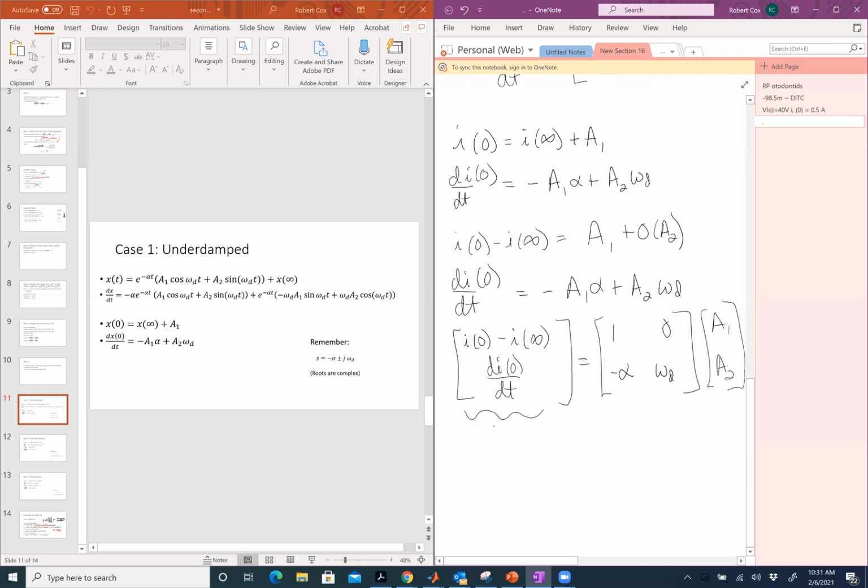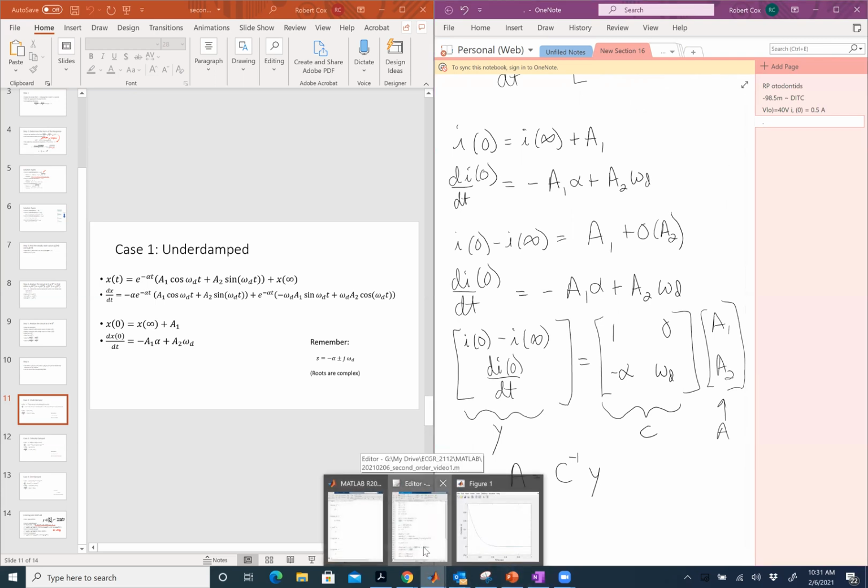So what I was saying was I called this y, I call this c, I call this a, all right? So that means that a equals c inverse times y. Okay, so in my MATLAB code, what do I have?